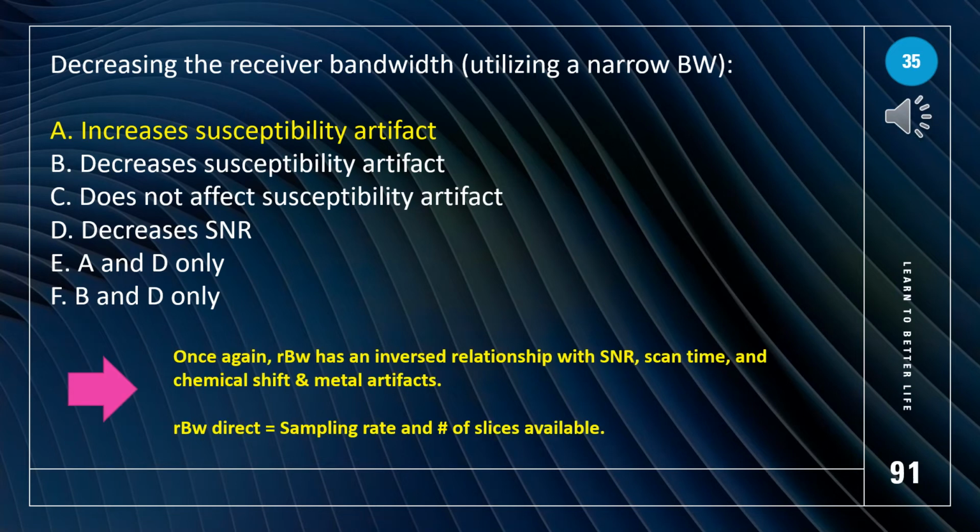Once again, receiver bandwidth has an inverse relationship with SNR, scan time, and chemical shift and metal artifacts. But it has a direct relationship with sampling rate and number of slices available.